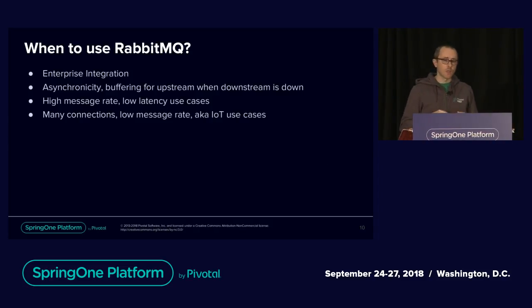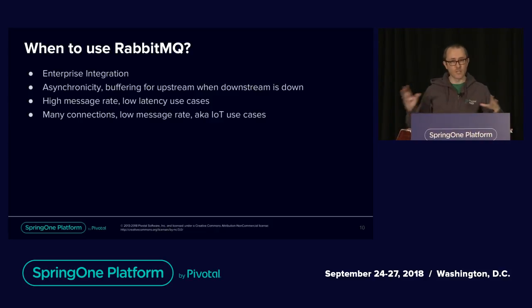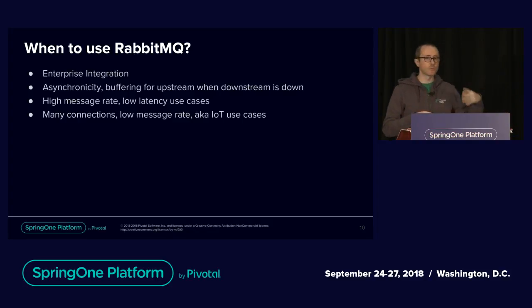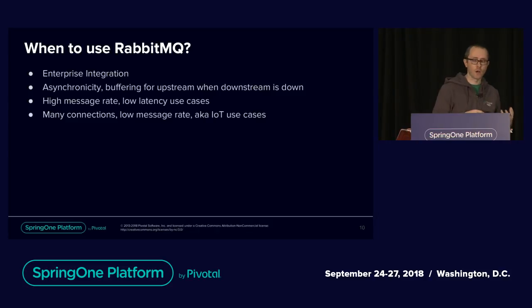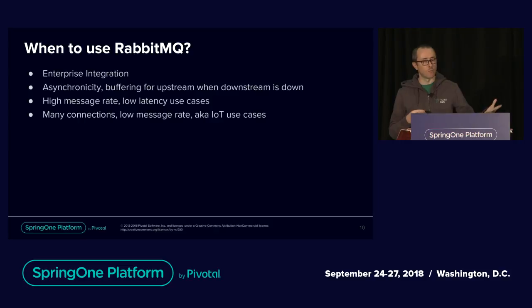When to use Rabbit? In typical enterprise integration scenarios, when you want your different applications to communicate with each other, and when you want typically asynchronicity and buffering between upstream and downstream applications. You can have your downstream application down for maintenance or because it's failing, but upstream applications are not impacted because they just communicate with the broker, and the broker will buffer messages.